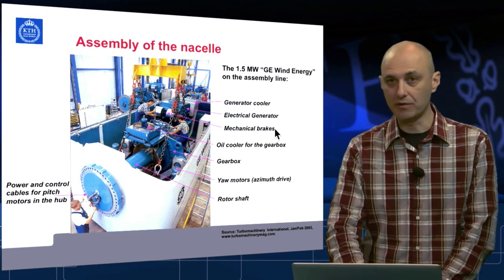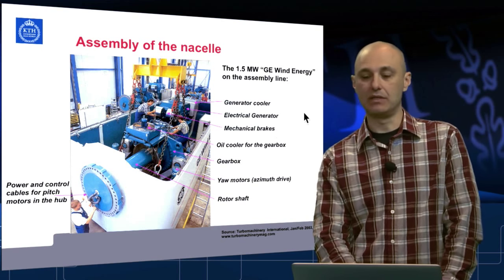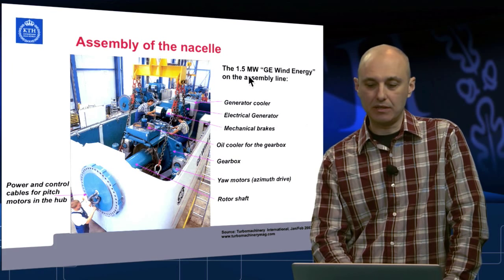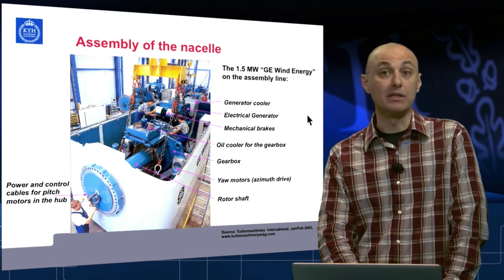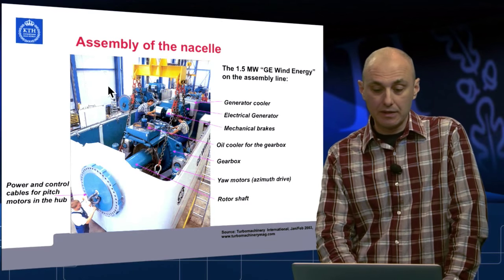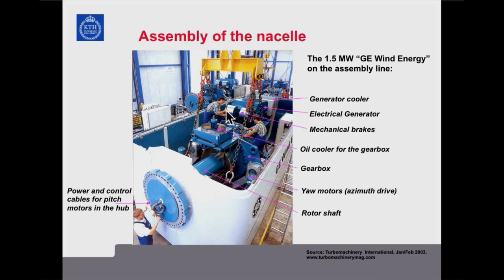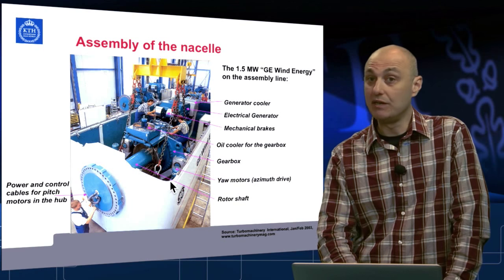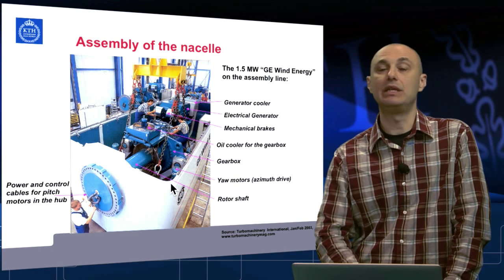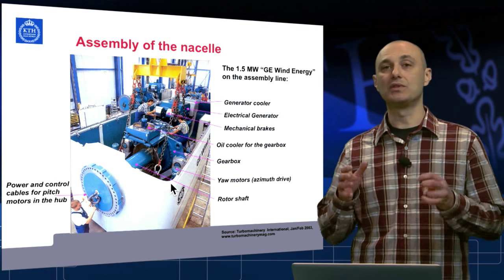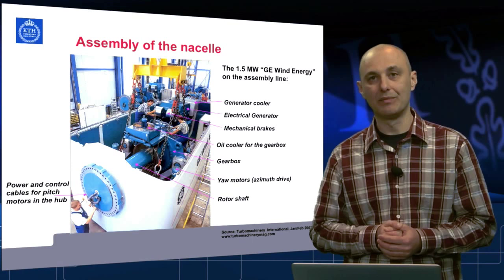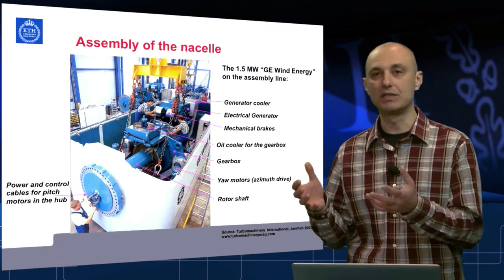Another nice photo from the assembly line of GE Wind Energy 1.5 megawatt machines, actually in Germany. Again, very easy to see what's going on and how things are fitted in. So this is the canopy, the entire nacelle. It's a 1.5 megawatt machine, not really very big nowadays, but these are still one of the most desired turbines that are purchased and installed.